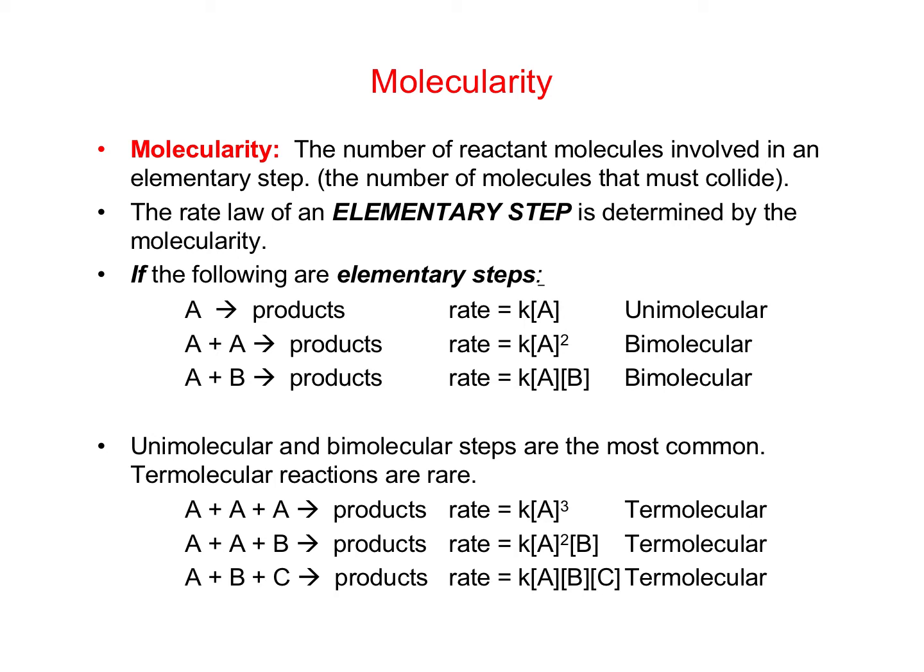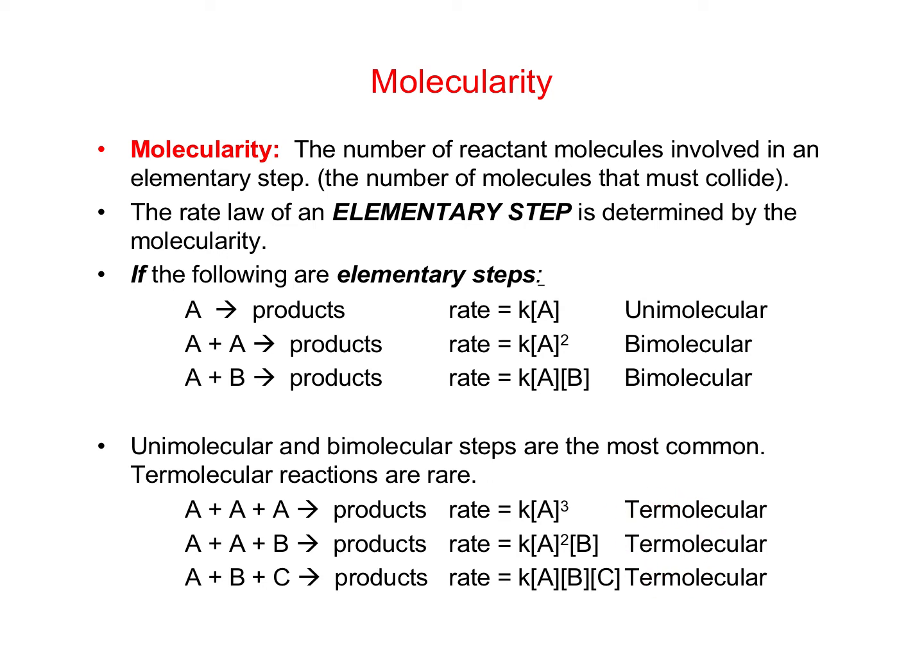Now, by far the most common elementary steps are unimolecular and bimolecular. We do rarely see termolecular reactions, and we have a couple examples down here, right? If I have three A's reacting, that would be third order with respect to A, and this would be a termolecular reaction, or I could have two A's and a B, or they could all be different. In any case, these would all be termolecular reactions.